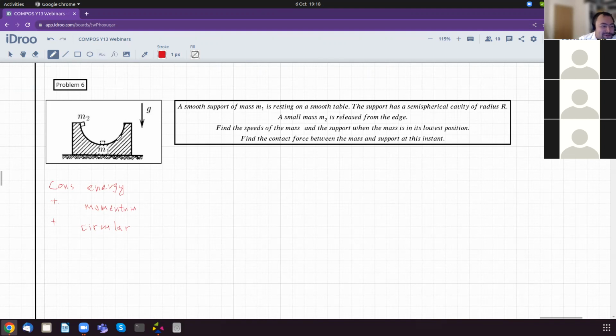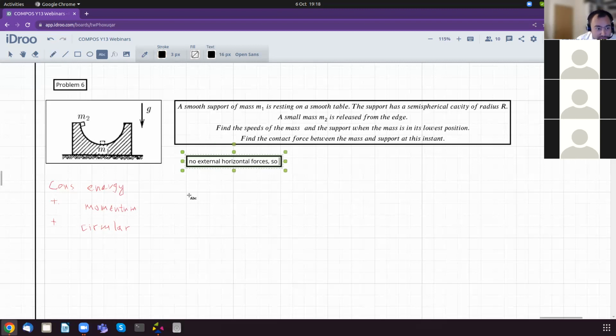Right. So we have a mass sliding. Because there are no horizontal forces, no external horizontal forces, momentum is conserved in the x direction.